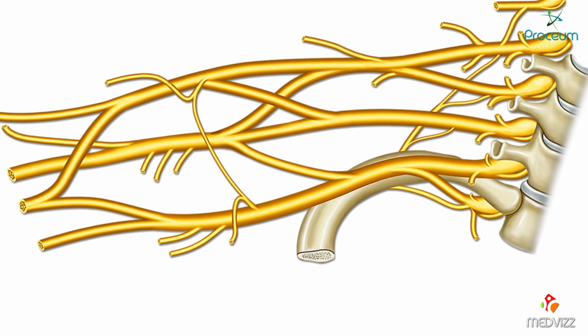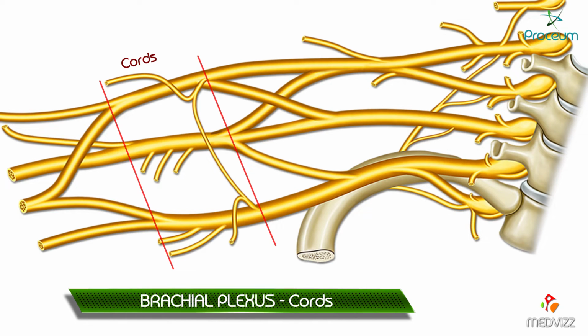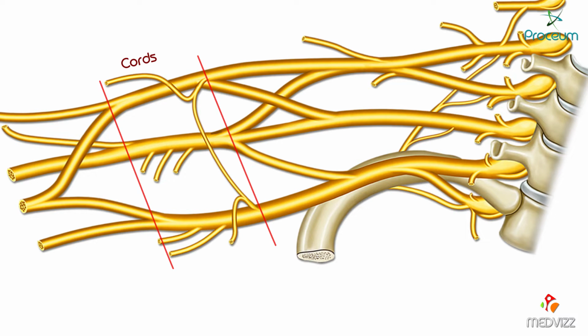Now at last we will talk about the cords of the brachial plexus. Here we have three cords in total: the lateral cord, the posterior cord, as well as the medial cord. The lateral cord of the brachial plexus is mainly formed by the union of the anterior divisions of the superior as well as the middle trunk, and it has contributions from the nerve roots C5, C6 and C7. It lies lateral to the second part of the axillary artery.